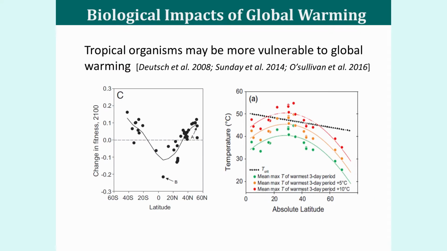But since then, a lot more studies have shown that organisms in the tropics may be a lot more vulnerable to global warming than those in temperate regions. I show you here two different studies. The one on the left looked at invertebrates, insects across different latitudes, and looked at the predicted and estimated changes in relative fitness in these insects in the next 100 years approximately. And what they found is that the effects were negative for species from tropical regions, but were actually positive for insects from the northern and southern temperate regions.